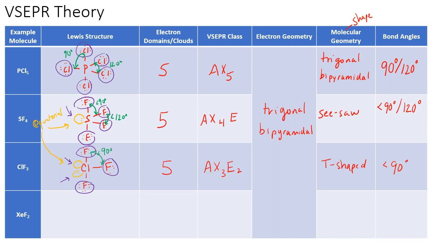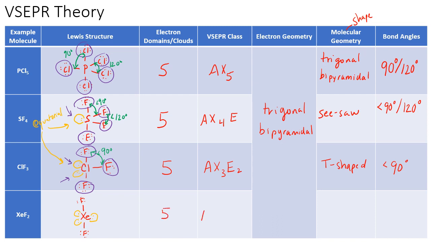Our next and last one within the 5 electron domain category, an example is XeF2. We're going to have xenon as a central atom. We would have a fluorine going up and a fluorine going down, both in the axial position. Complete the octets on the outer fluorine atoms. Now we're going to have 3 non-bonding domains that took up the equatorial positions of our trigonal bipyramidal shape. So we still have 5 domains total.